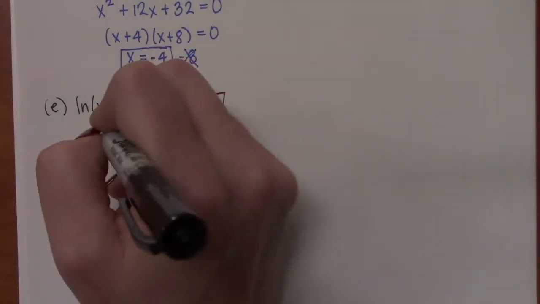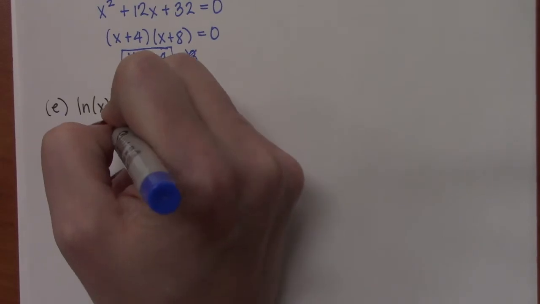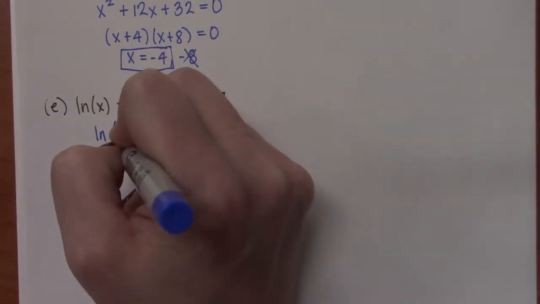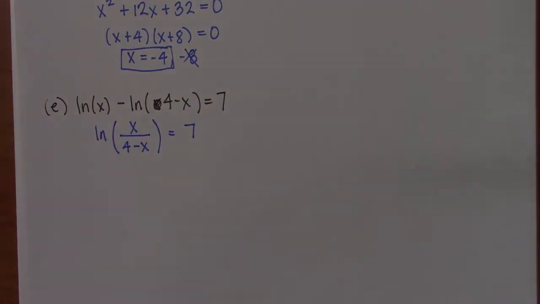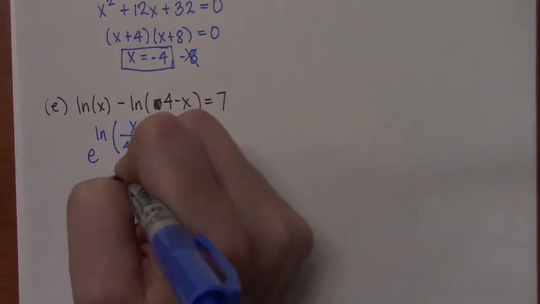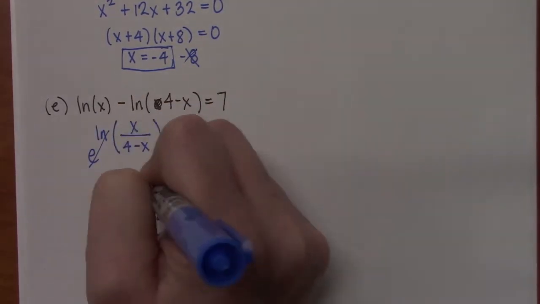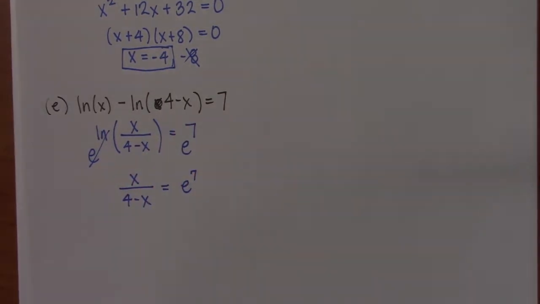So on the left side, we're going to combine these, and they're being divided, so we're going to get the natural log of x over 4 minus x equals 7. And I'm going to raise both sides over the base, and the base is e in this case. So we'll raise this to the e and this to the e. So on the left, all I'm left with is what was inside the log, but leave it e to the 7. That is the exact number. Don't put it in your calculator and try to estimate it, all right?